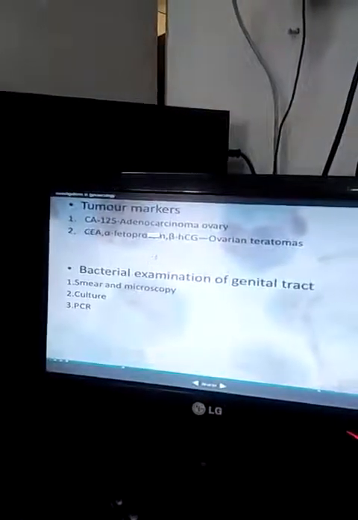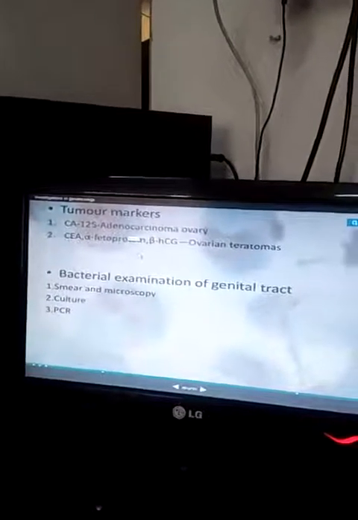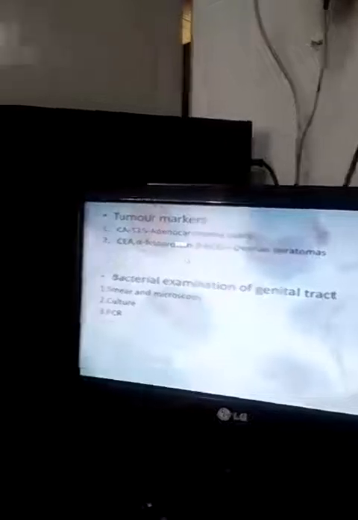And in some cases we again require tumor markers, that is CA125 for adenocarcinoma of the ovary, then CEA, alpha fetoprotein and beta HCG for ovarian teratomas. In case of bacterial examination of the genital tract, we require smear and microscopy, culture and PCR. These are the common investigations which are required in gynecology.